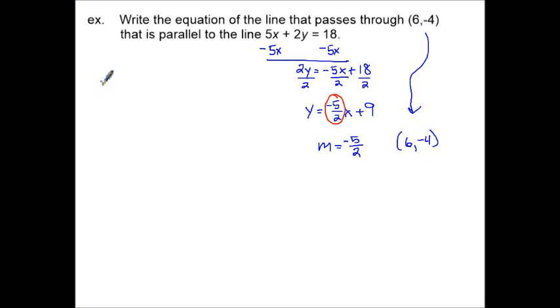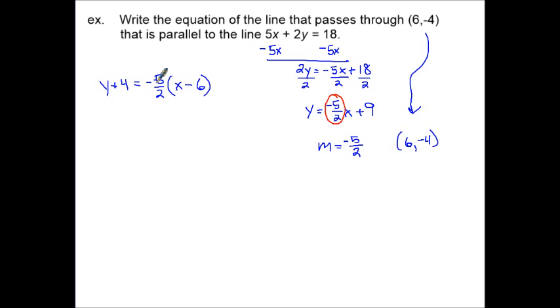But here we go. Y minus my y, in this case, is negative 4. So again, instead of writing minus and negative, I'm just going to write it as plus 4. And then I've got my slope, which is a somewhat icky negative 5/2. And then I've got x minus my x, in this case 6.